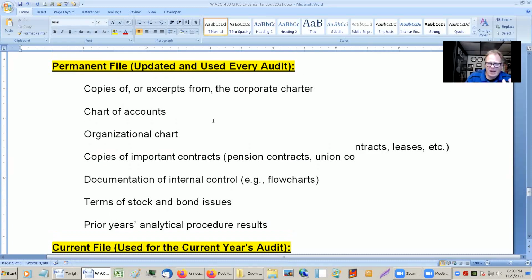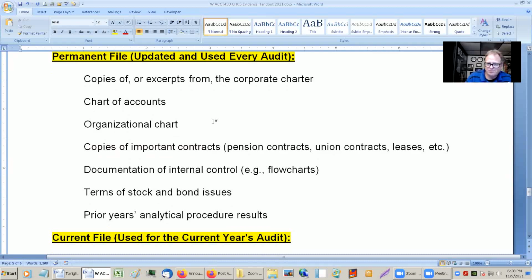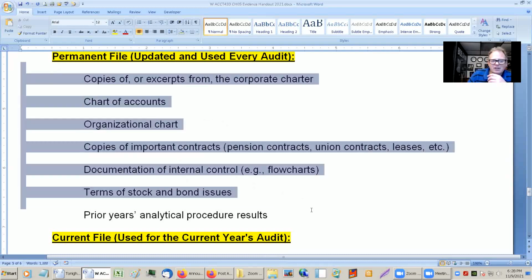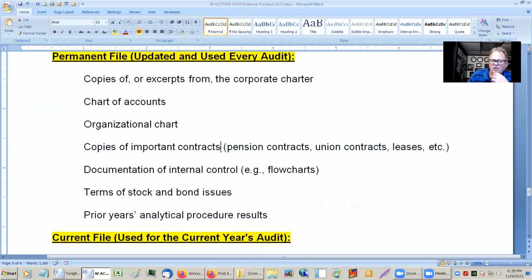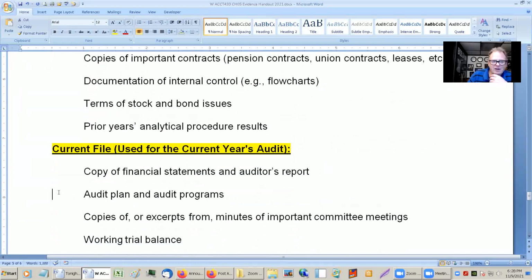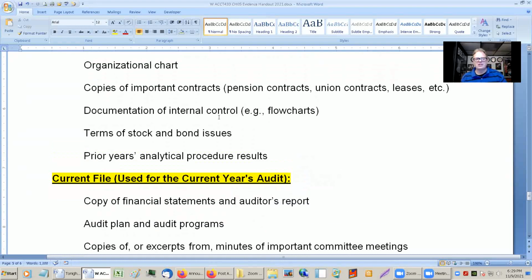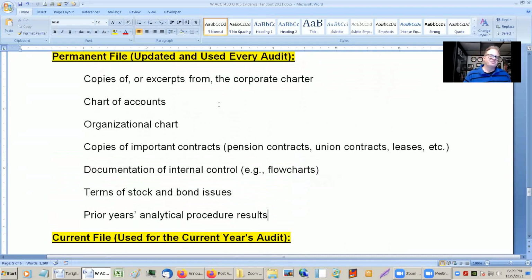Now, to be quite honest with you, there is no must have this, cannot have that. You can put in the permanent file whatever you want. That's the reality of it. So these are the normal things you'd see in there. However, there are no rules that say, oh, you can't have the audit plan from the previous year in there. You can. There's nothing wrong with it. These are just more of the common things that you'll see in there.